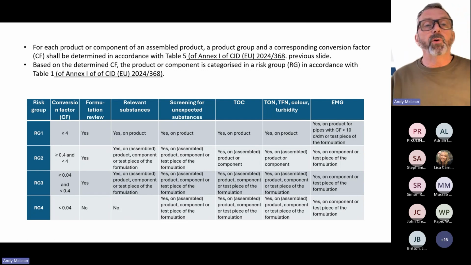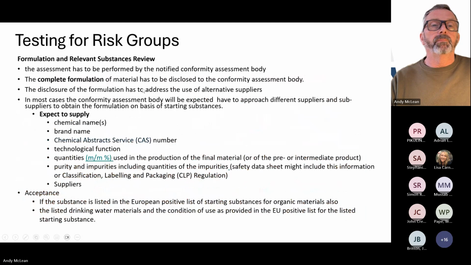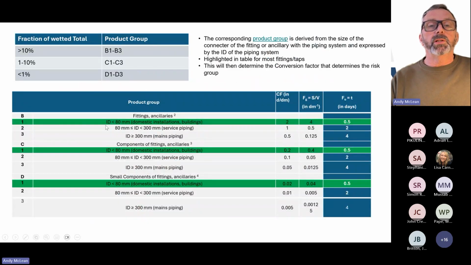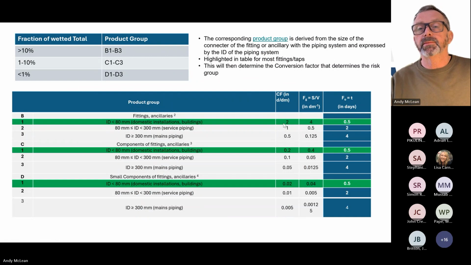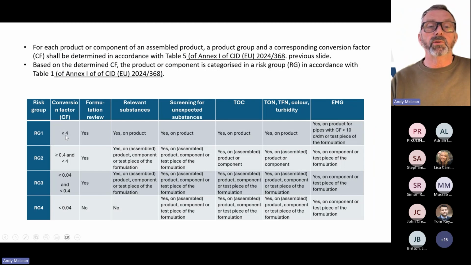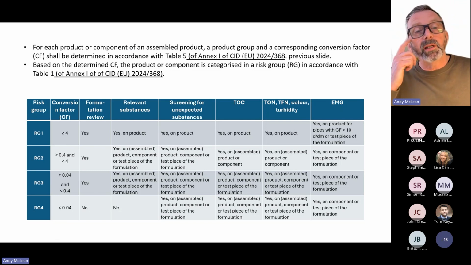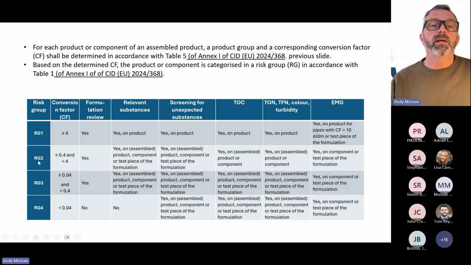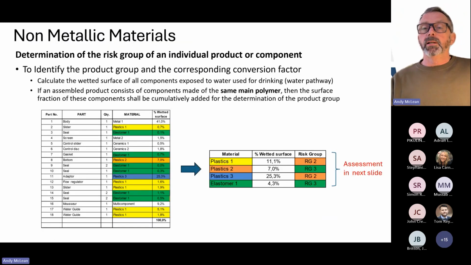and if it's greater than 4, so excuse me for flicking backwards and forwards, but you can see this conversion factor there. You then go to the table. Well, we're not greater than 4, but we are greater than 0.4 and less than 4. So that's where risk group 2 is related to the risk group that you can see on the right there.